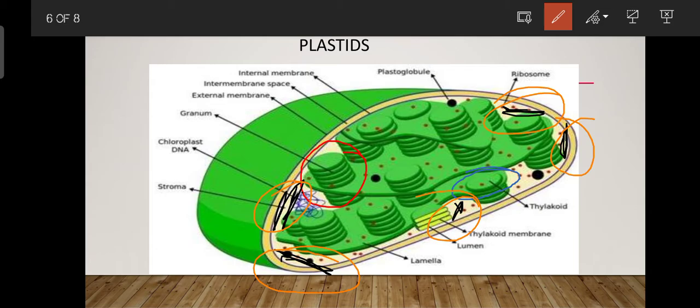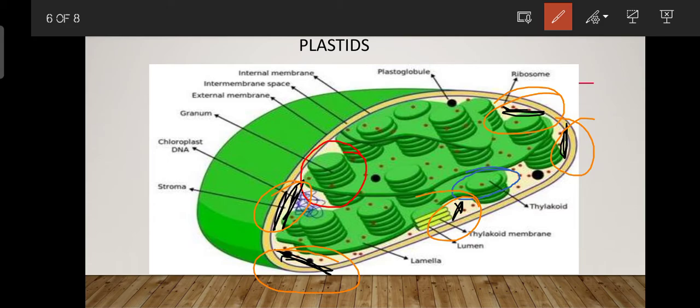Now come to the chloroplast. Plastids containing the pigment chlorophyll are known as chloroplast. The green pigment, that is chlorophyll, is known as chloroplast. You know that chloroplasts are very important for photosynthesis in plants.